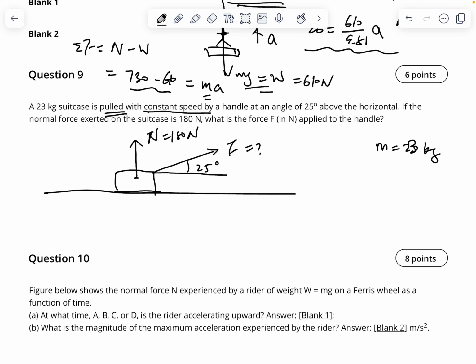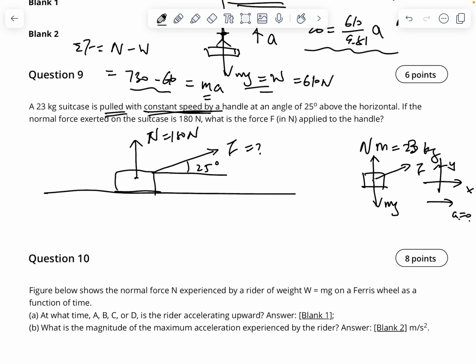Okay, so what you do here is you have to do a free-body diagram on this object. How many forces are there on this object? You have weight, normal force, applied force. Okay, so that's it. And constant speed, right? Which means you move with a constant speed, so A is 0, all right? So let's make an x-axis here, y-axis here.